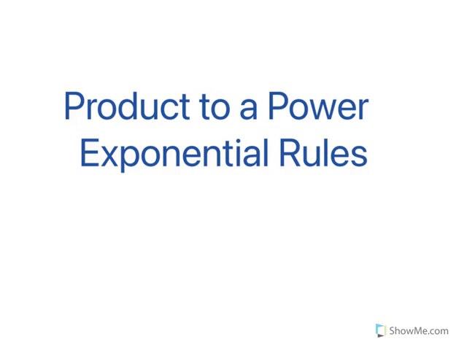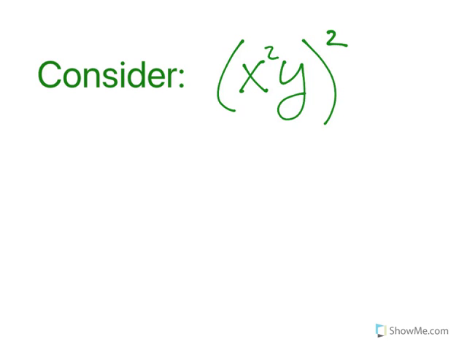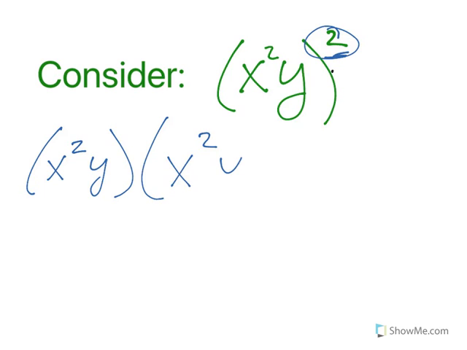Product to a power, and exponential rule. All right, so let's consider (x squared y) squared. Well, think about what this exponent means. An exponent means repeated multiplication. So it means we're taking x squared y and multiplying it by itself twice, because this 2 out here is touching the parentheses. So that means the entire parentheses is being multiplied by itself.